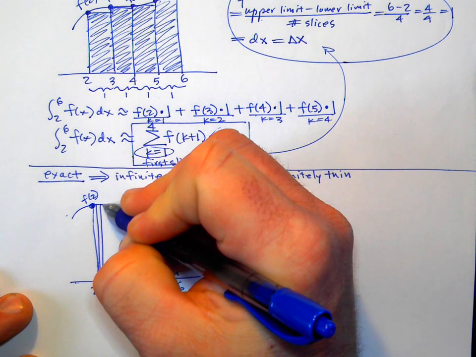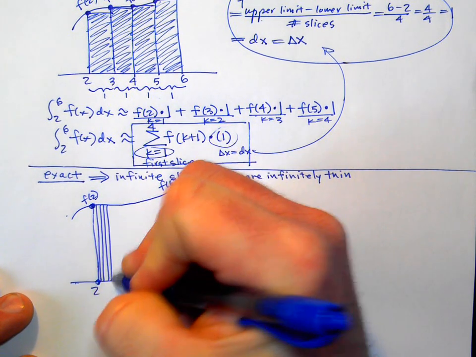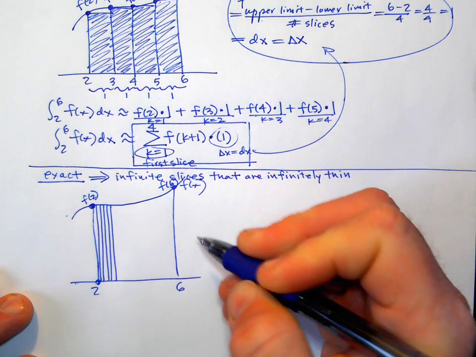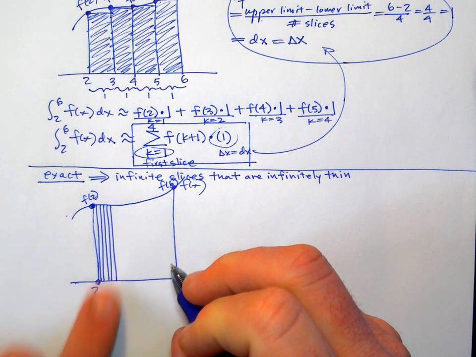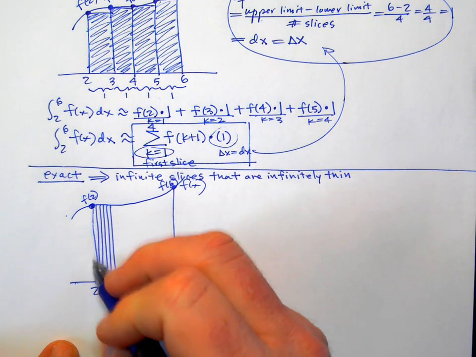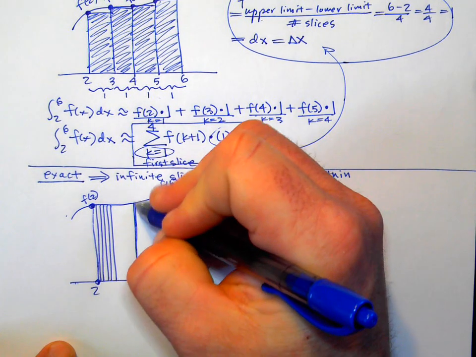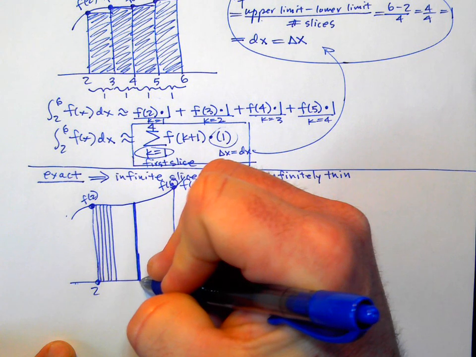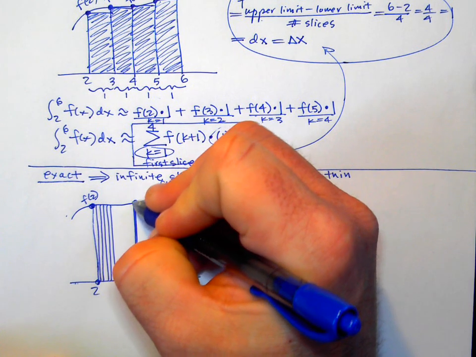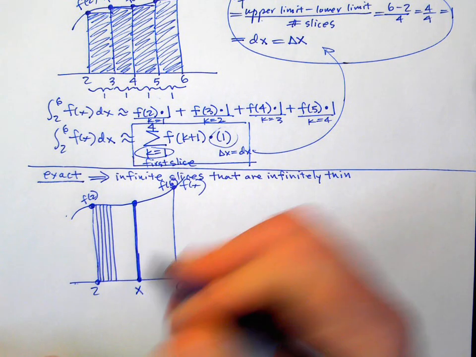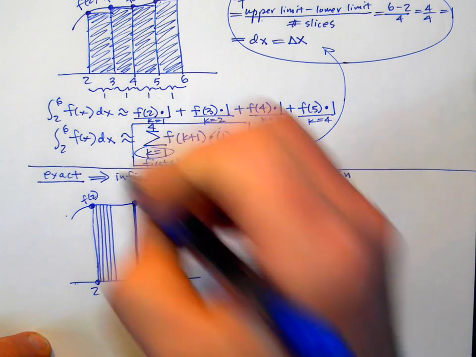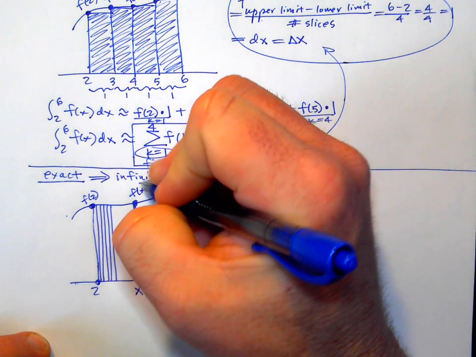Now, they're going to be so thin that you wouldn't be able to see them because they're infinitely thin, but we're going to draw them so we can actually tell. So we have these thin slices, and we're going to add them all up. And so let's go to the middle here to some generic slice at some x coordinate between 2 and 6. It has a y value of f of x, right?